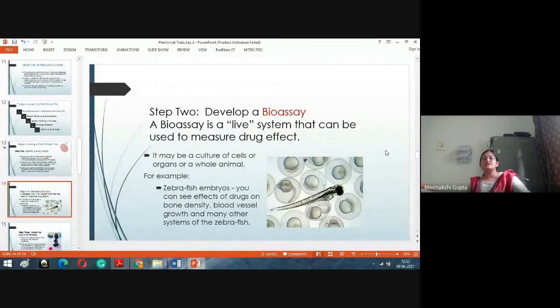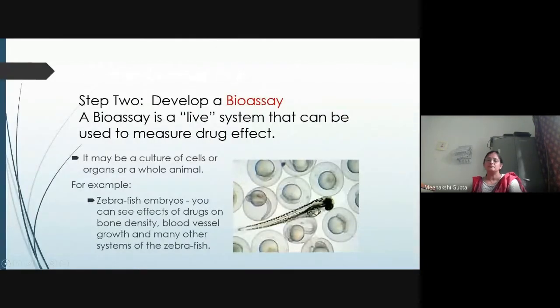So the next example is zebrafish embryo. Zebrafish embryo is used just to see the effect of drug on bone density, on blood vessel growth, and many other systems. Why? Because experimentation on zebrafish embryo is easy. Different types of effect can be studied, like bone density effect, blood vessel growth effect. This can be easily studied on the embryo. So is that clear to everybody? Please tell me.